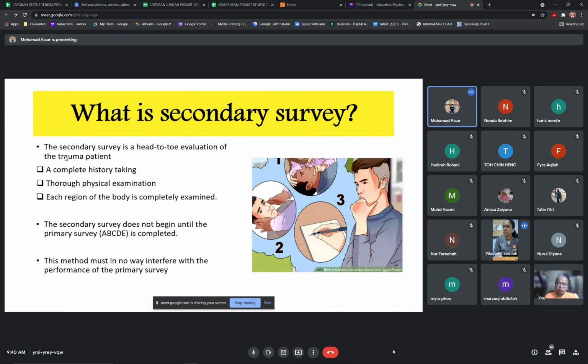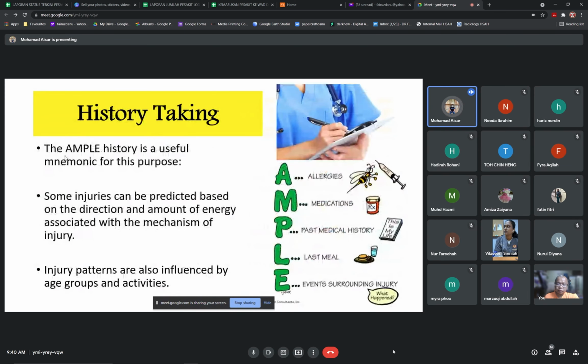Detect and identify, manage, ya? Okay. Continue, ya? Okay, we start with history taking. We use a mnemonic called AMPLE assessment. A is for allergic. So we ask the patient if the patient has any allergy to medication, mainly antibiotic and also painkillers, so that we don't give wrong medication during resuscitation.